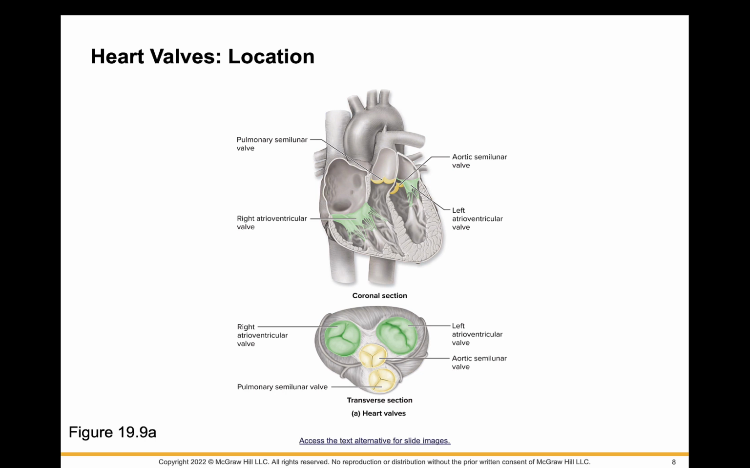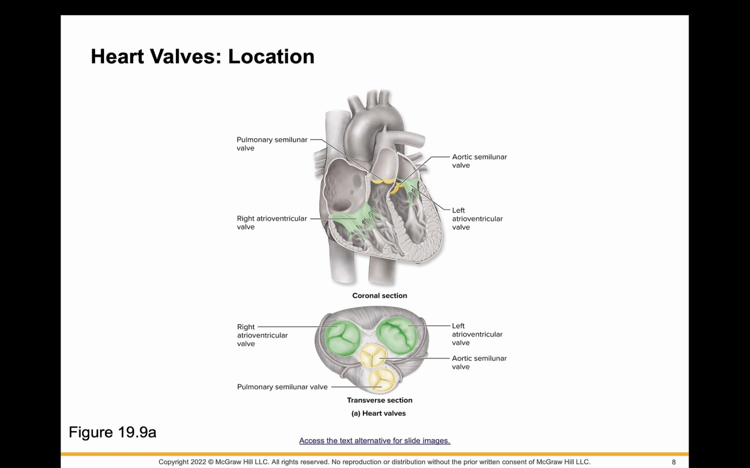Here, the view that I want to point out is going to be the coronal section or frontal view. Here we can see the two atrioventricular valves, one on the right side, one on the left side, and the role of these valves is to separate the atria from the ventricles. Then we have two semilunar valves, and these are going to be separating a ventricle from an exit vessel.